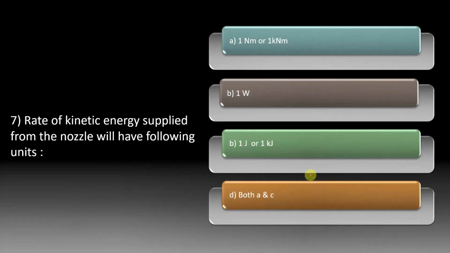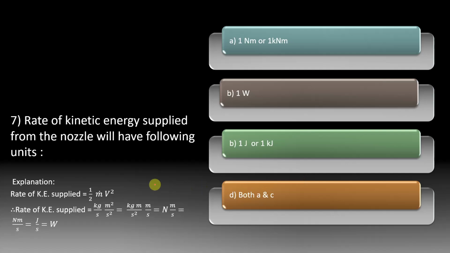Now suppose we are having the rate of kinetic energy supplied from the nozzle, will have the following units. So what would be the unit of that particular kinetic energy, that we have to think. So we know that as it is the energy, it will have a unit of joule or Newton meter. So we can say that rate of kinetic energy supplied is 1 half m dot v square. Now here it is not just kinetic energy, it is a rate of kinetic energy. So instead of m it will be m dot, and therefore m dot will have unit of kg per second, that is mass flow rate, and velocity squared is meter per second squared, that is meter square per second square.